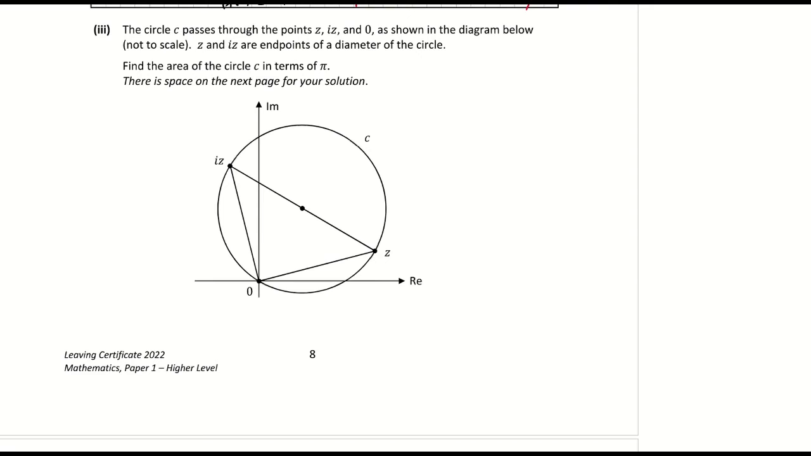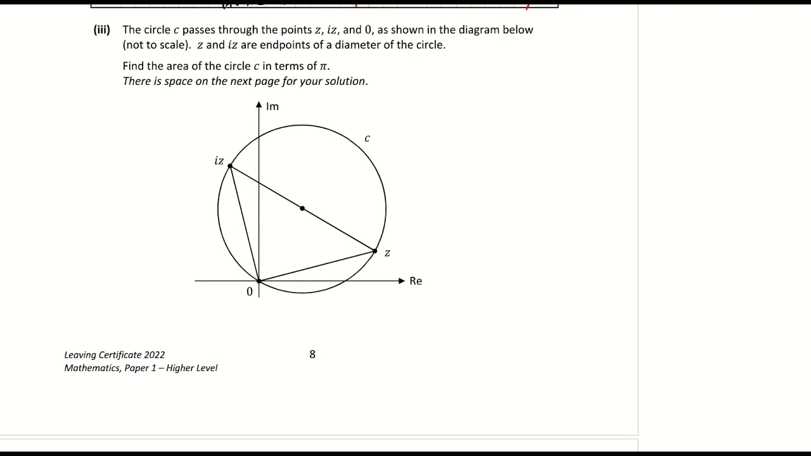Part 3. The circle C passes through the points z, iz and 0 as shown in the diagram below, not to scale. z and iz are endpoints of the diameter of the circle. Find the area of the circle C in terms of pi. The space is on the next page, but I'm just going to work my answer out here around the circle so we can follow the steps and use the diagram for assistance.